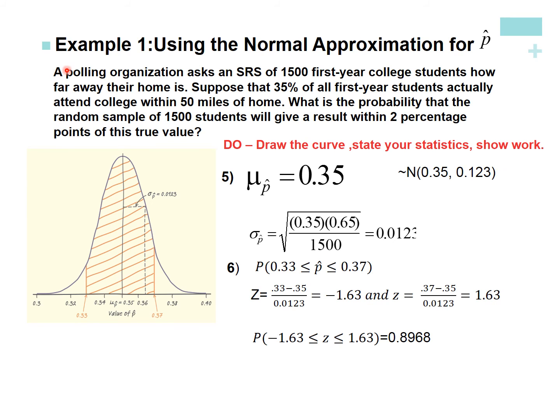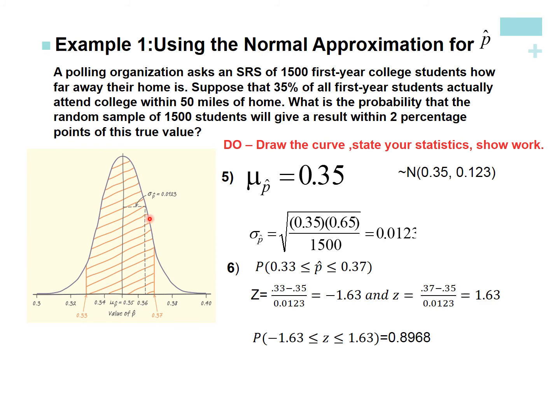Okay, so what's the next step in this process? So we stated what we're doing, we planned, we did our assumptions and conditions, now we're going to do. Okay, so we're actually going to figure out the calculations. So what is the probability that the random sample of 1,500 students will give a result within 2 percentage points? All right, we're actually back to normal calculations that we've done in the past.